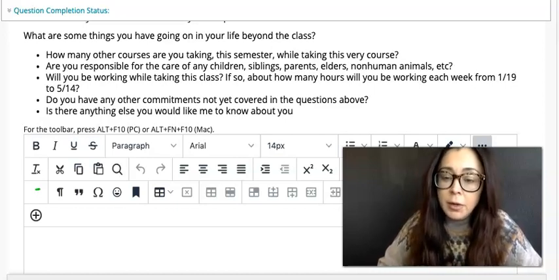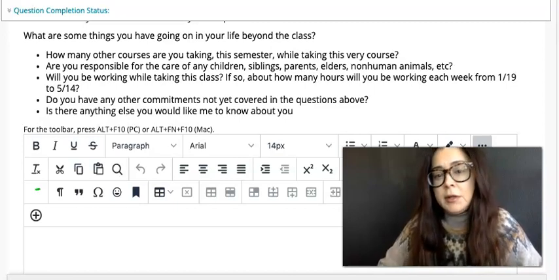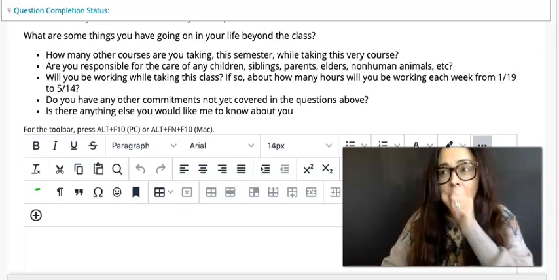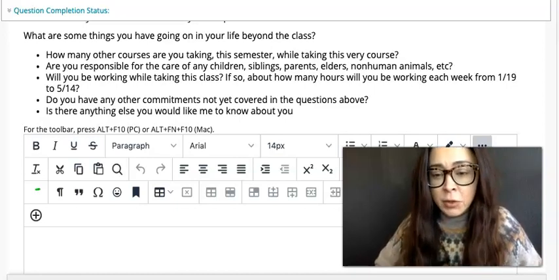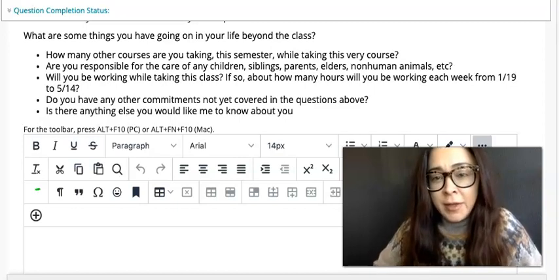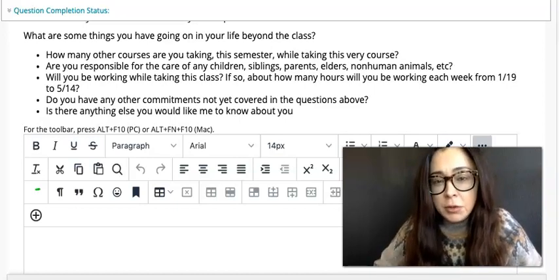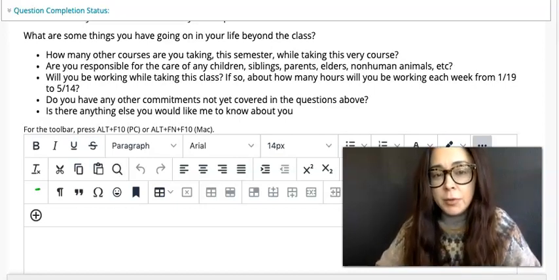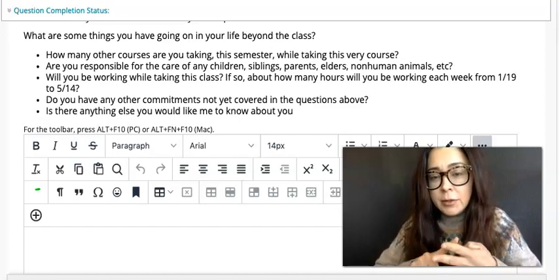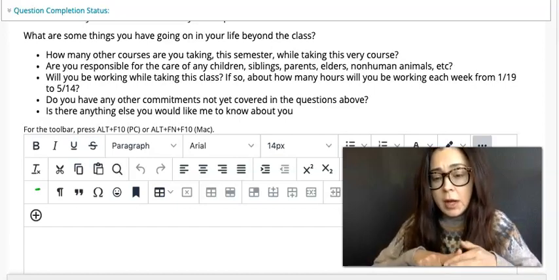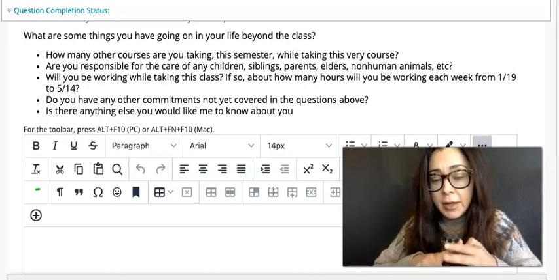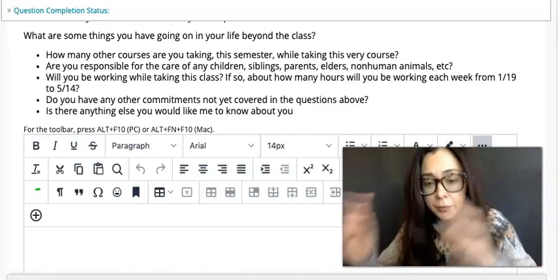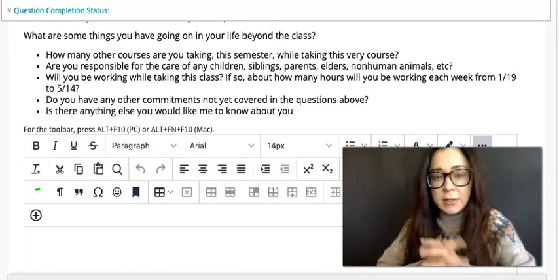And of course, I know some of you are very devoted to pets, and so you can let me know about how much time. Now, pets cannot be used as an excuse of any kind. That is a choice to have one, but I am interested in knowing if that's true of you. So do make sure that you respond to this question. If you are not responsible for the care of children, siblings, parents, elders, or non-human animals, I still need you to show me that you took note of this question. So what you'll do is simply say, I am not responsible for, and copy the rest of that sentence.